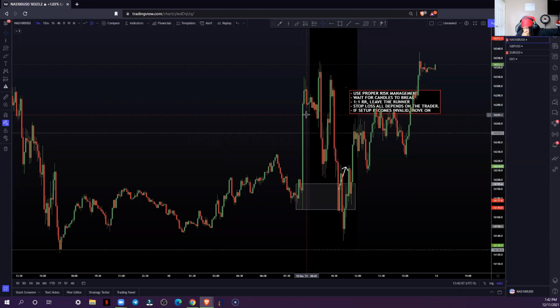Is it wise to spend the entire New York session waiting for setups? That's part of trading, not gonna lie. It's a waiting game. I can sit here for 4 straight hours and not do a thing, and that's part of trading. That's the thing that sucks.